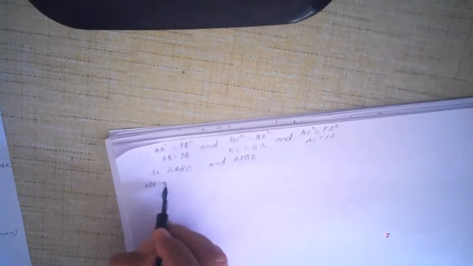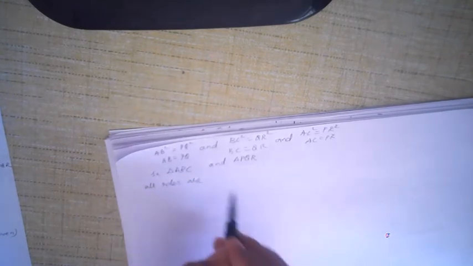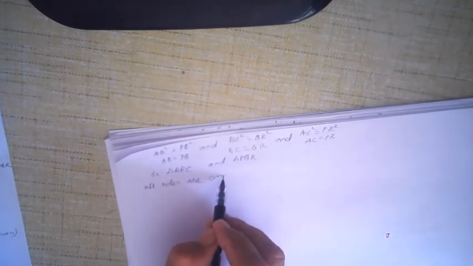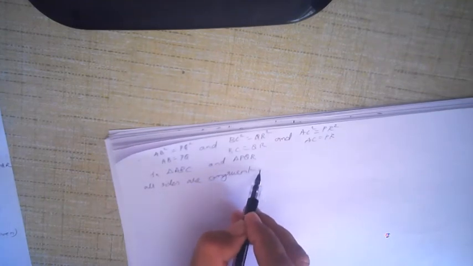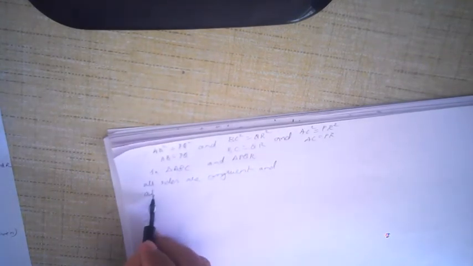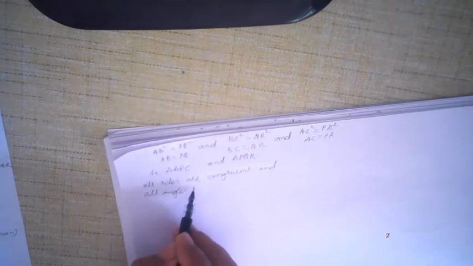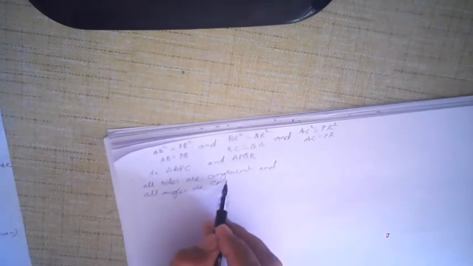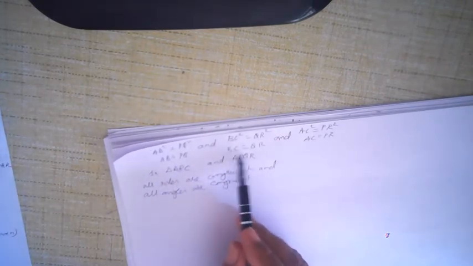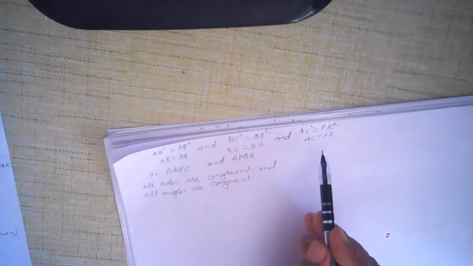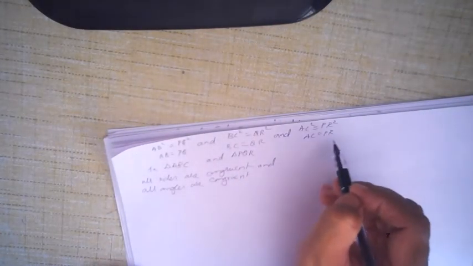All sides are congruent or equal, and all angles are also congruent. Angles are congruent and sides are also equal. We have just proved it. AB is equal to PQ, BC is equal to QR, AC is equal to PR, and we have also shown that angles are also equal. Let this be, this was result number 2. And from 1 and 2, all sides are congruent, all angles are congruent.